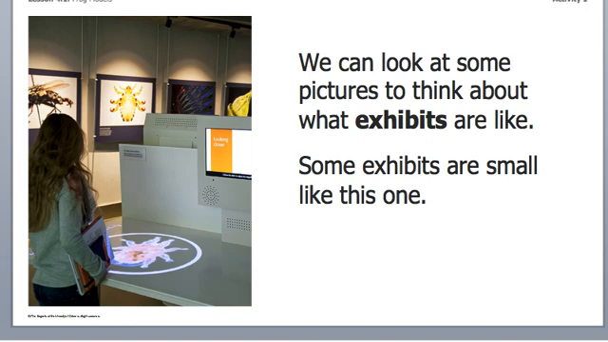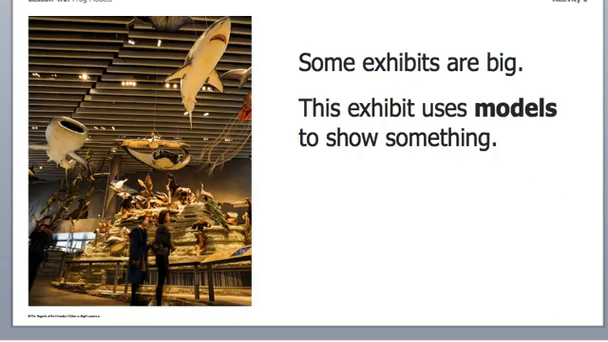This picture shows a person visiting an exhibit. It looks as if she is watching and listening to a video that is teaching her something new about an animal. We can look at some pictures to think about what exhibits are like. Some exhibits are small, like this one. Some exhibits are big. This exhibit uses models to show something. This is a big exhibit in a different museum. This exhibit has models of animals. It looks as if the models are showing the visitors something about what happens in nature where those animals live.